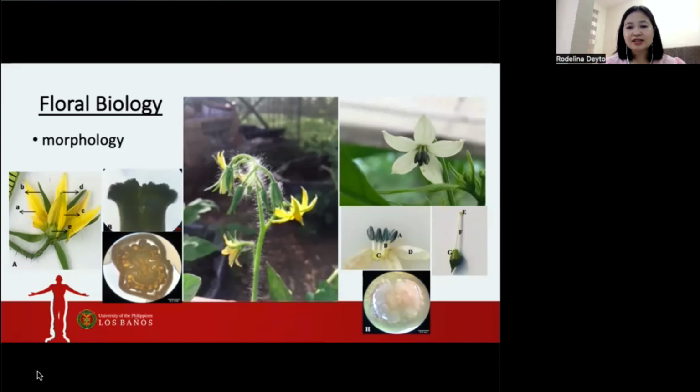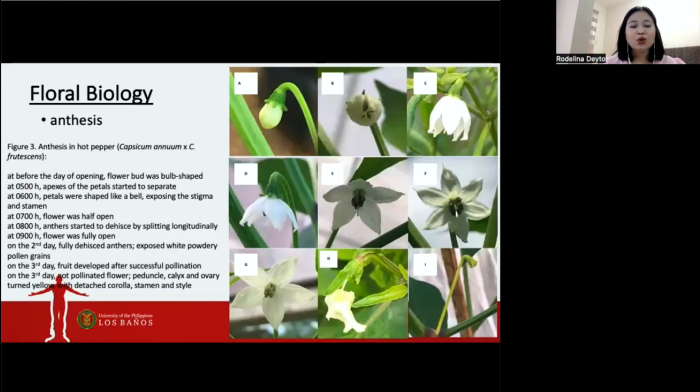Another one is anthesis, or the time of flowering. Anthesis is the specific time or period during which a flower is fully open and functional. So how is this done? The flower is observed from bud to fruit development or until abscission. For example, this is the anthesis of hot pepper. At 6 in the morning, the petals were shaped like a bell, exposing the stigma and stamen. The flower was fully open at 9 and remained open until the next day with fully dehisced anthers.